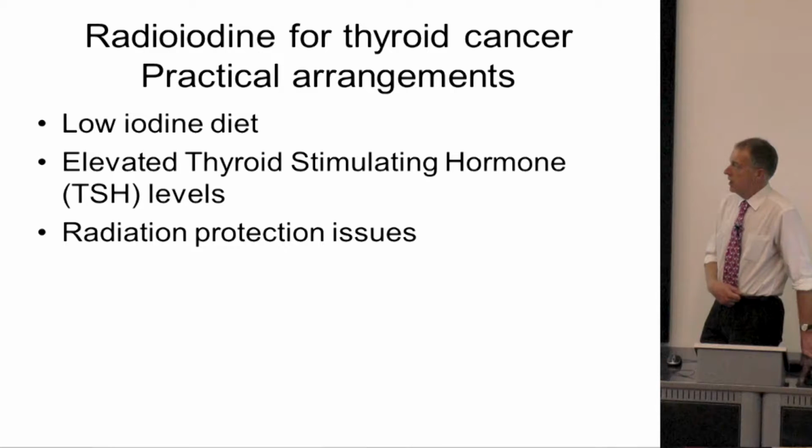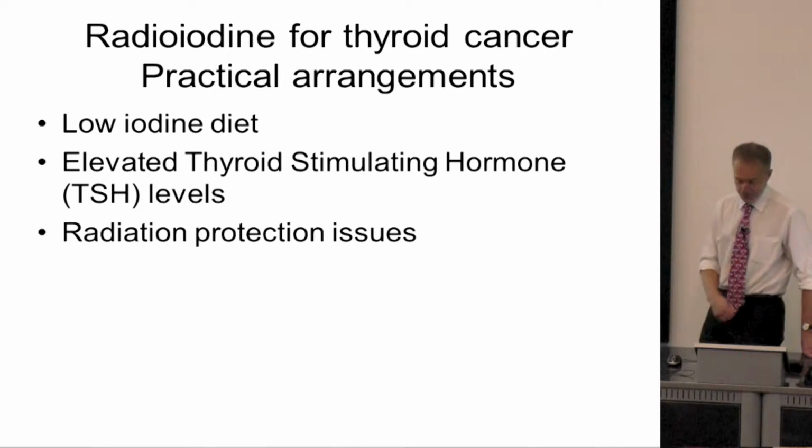So the way we can achieve that now, we have a recombinant version of this hormone, recombinant human TSH, which we can give as an injection. The patients come for 2 days before they come in for the treatment to have these injections to get the TSH levels up, and that then makes the treatment work.